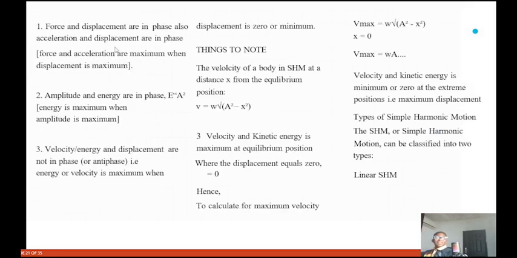So for force and displacement, we've already talked about that. As one is increasing, what happens to the other one? The other one is increasing also. So they are in phase. So force and acceleration are maximum when displacement is maximum. We already established that F is directly proportional to minus x, and a is also directly proportional to what? Minus x.